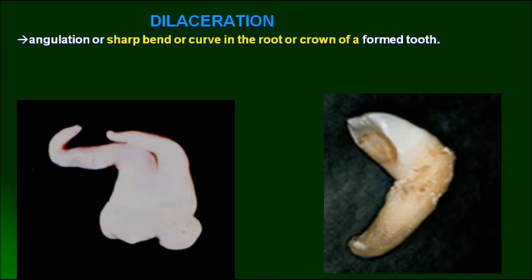Okay, so see the first picture. The first picture shows dilaceration of the root. But in the second picture, you see the crown portion has a sharp bend. So dilaceration can be for both the root as well as the crown. Remember that this point is very, very important for MCQ. It is a sharp bend, angulation or curve in the root or crown portion of a tooth.